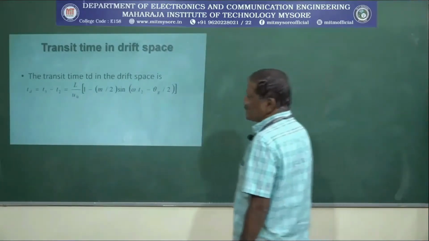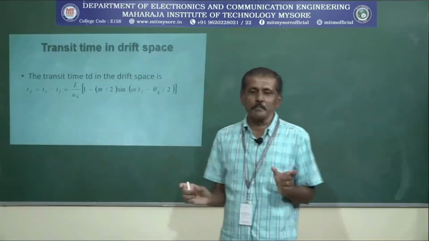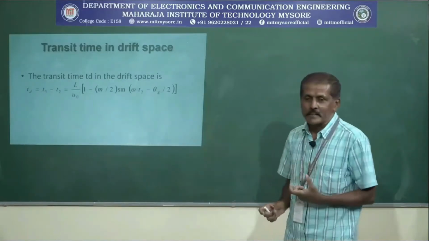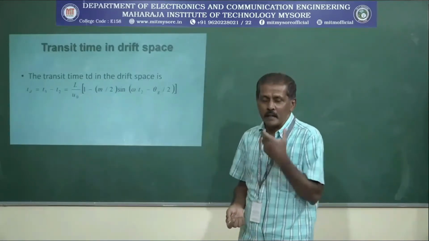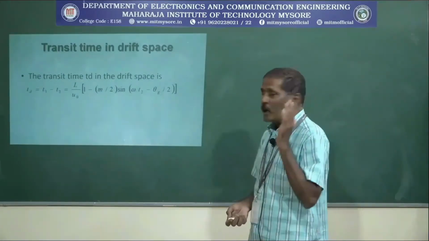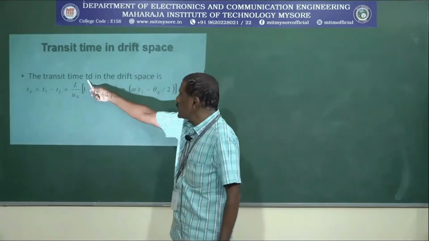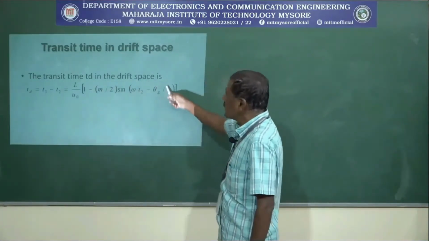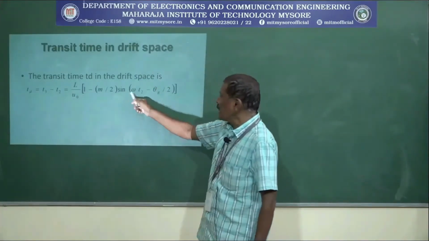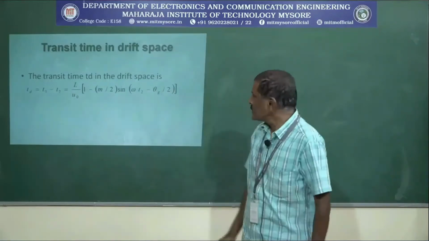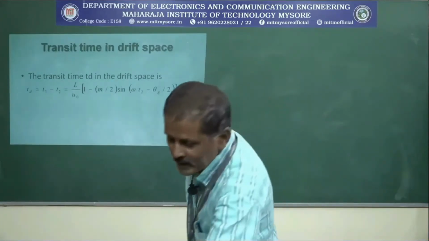Then the transit time in the drift space. The drift space is nothing but the space between the buncher cavity and the catcher cavity, and the transit time in the drift space indicates how much time the electrons will take to move from the buncher cavity to the catcher cavity. The transit time in the drift space is represented by Td. It is calculated from L divided by u0 into 1 minus m by 2 into sine of omega t2 minus theta g, divided by 2. So this equation is used to calculate the drift space transit time.